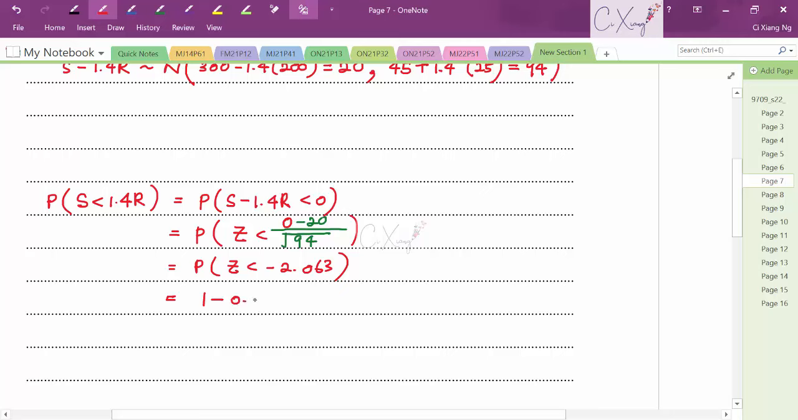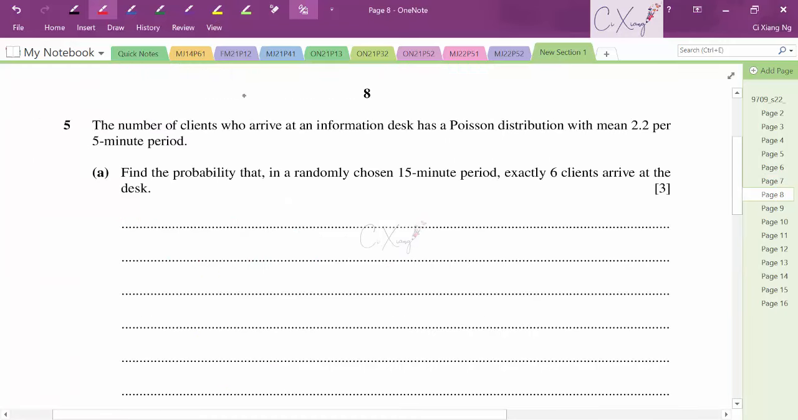So I will have 1 minus 0.9804. And eventually the answer that I get, in 3 significant figures, should be equal to 0.0196. Alright, so this is how we solve question number 5.